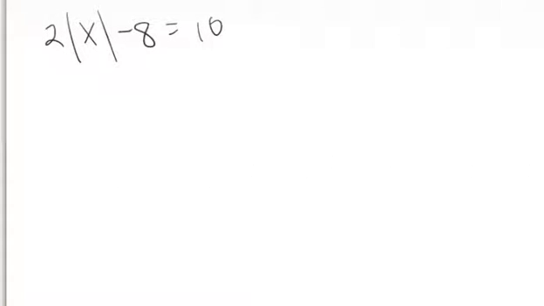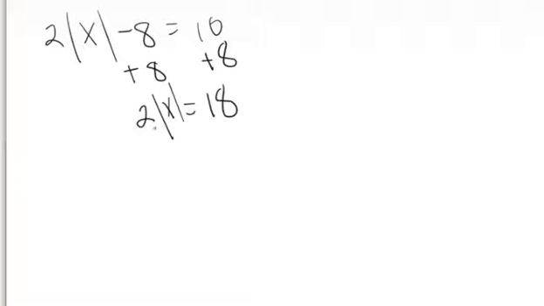All right, here's another absolute value one. Here, the x is in the absolute value, so we got to get everything outside of it away from it first. So we add 8 before we do anything, get rid of anything adding or subtracting first. Then we divide by 2, and we get the absolute value of x equals 9.